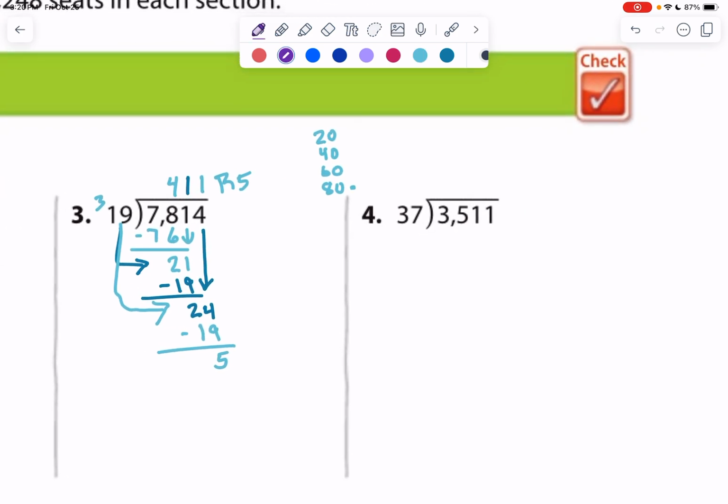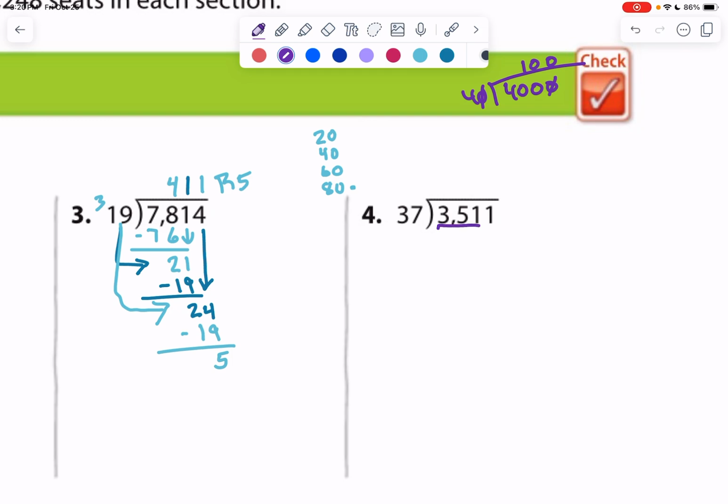Okay, now I'm thinking about 3,511 divided by 37. So if it were 4,000 divided by 40, okay, that would be 100. So it's going to be high 90s or low 100s, right? So it might be 2 or 3 digits. But I also know that I can't make a group of 37 out of 35. So it must be a 2-digit quotient.